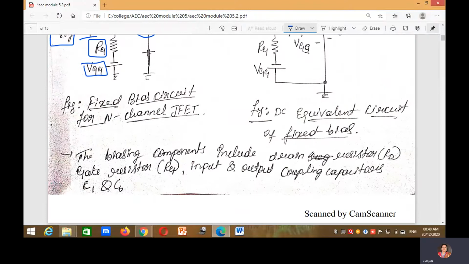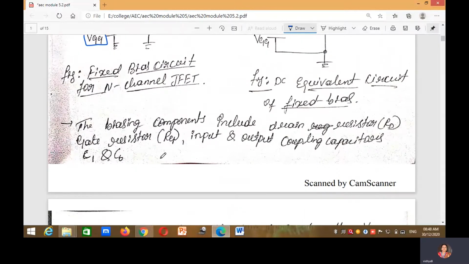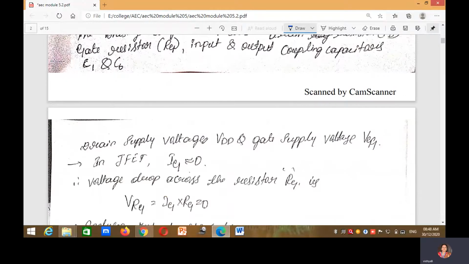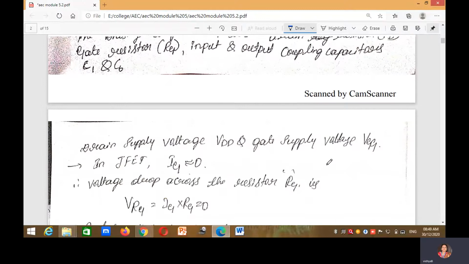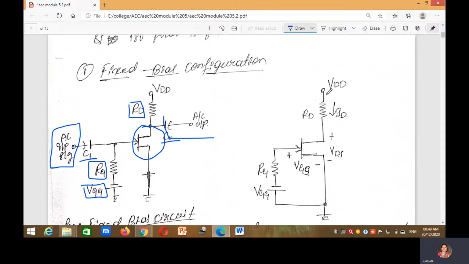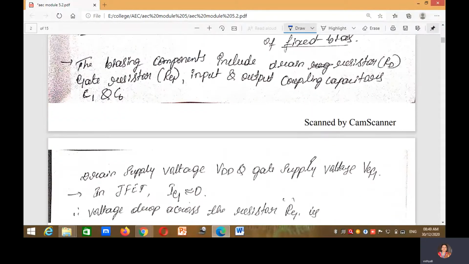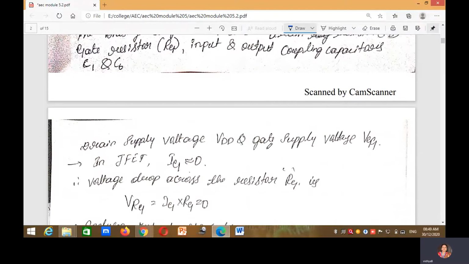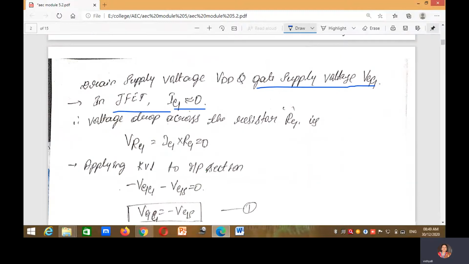The biasing components include the drain resistor and gate resistor, and the input and output coupling capacitors, that is C1 and C0. Drain supply voltage VDD. You can observe here the drain supply voltage is VDD. In BJT we used VCC. Gate supply voltage VGG. In JFET, IG is equal to 0.